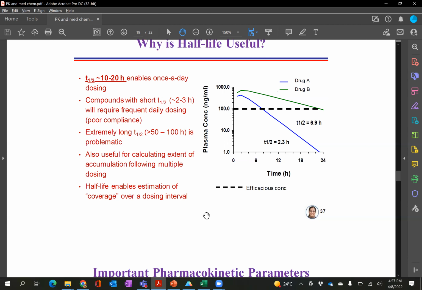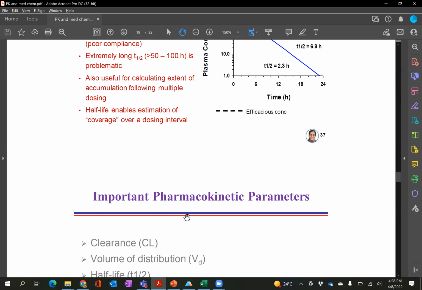Generally this is the number people shoot for, like 10 to 20 hours, so they can achieve a single dose every day. But still, a lot of antibiotics don't have very long half-life. Then we just take them, even some of them every 4 hours, right? It's just because the half-life is short. But if we can achieve this kind of number, that's great.